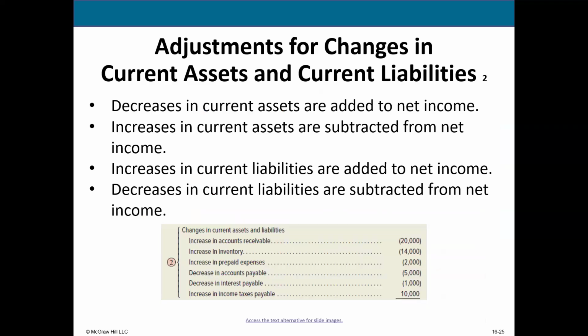So if there are decreases in current assets, we add them to net income. Increases in current assets are subtracted out. Increases in current liabilities are added in. If it's a decrease, they're subtracted out. And that's what gives us that second part.